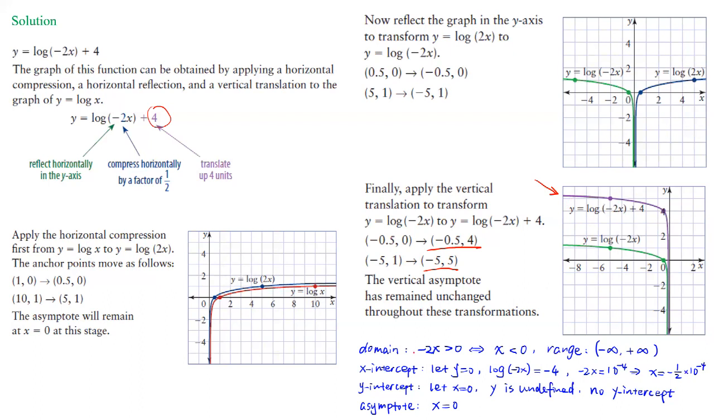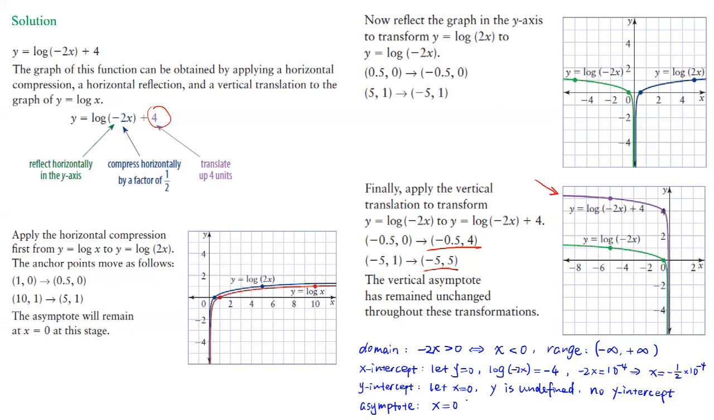So now let's summarize the domain and other properties. Domain: minus 2x must be greater than 0, right? So that means x is less than 0. The range is the whole real number set. X-intercept: we can just let y be 0 and solve for x, which is x equals minus 1/2 times 10 to the power of minus 4.